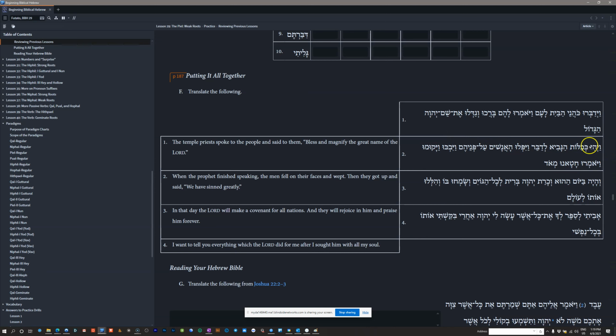But to translate "and it happened" is completely unnecessary. You can just start with, this is setting the time in the past. It's an imperfect haya with the vav relative, so that indicates past time. So then you can just translate, when the prophet ceased speaking or stopped his speaking.